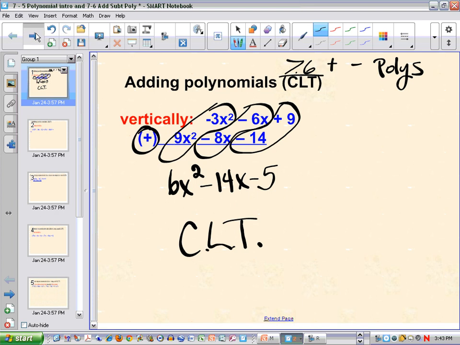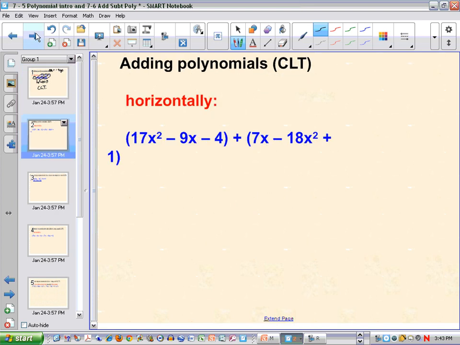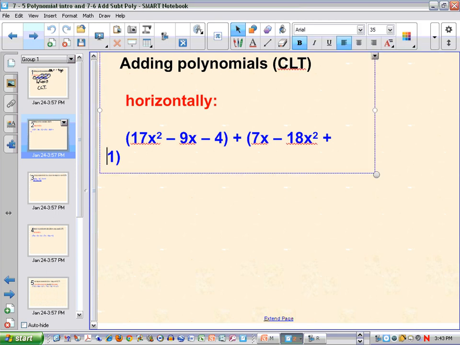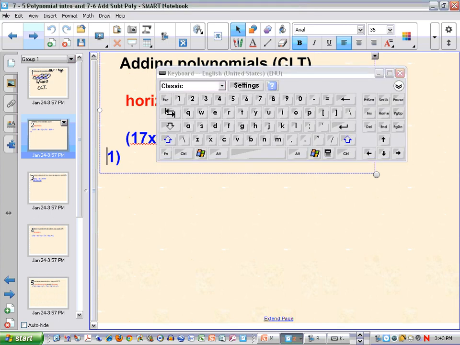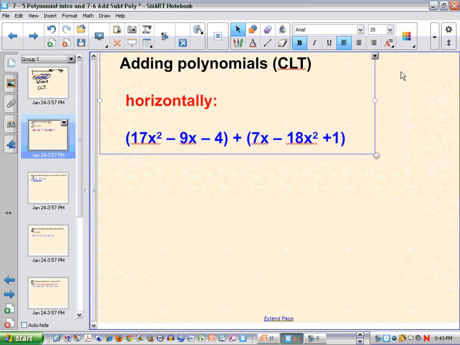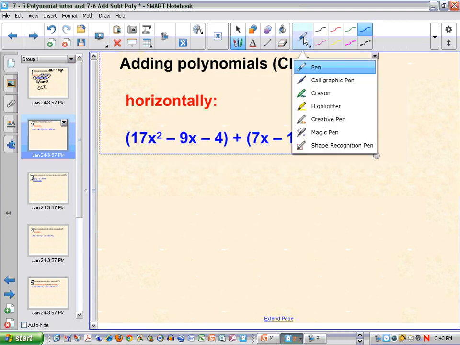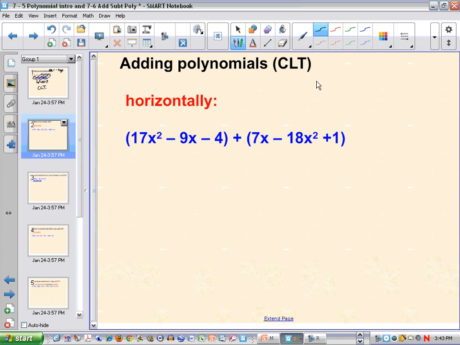Or you could do this horizontally. So if I wanted to do this horizontally, sorry about the delay there. We'll go with some nice blue.